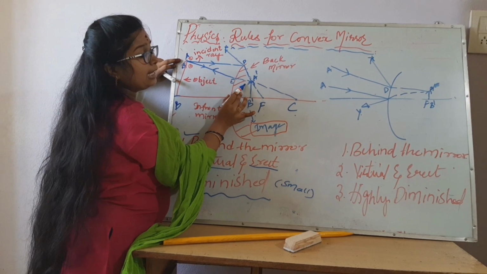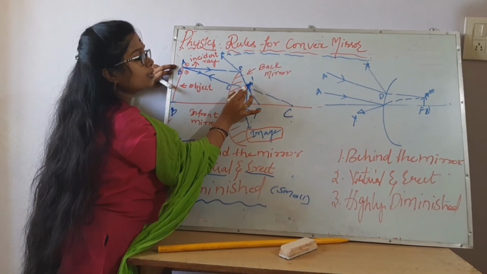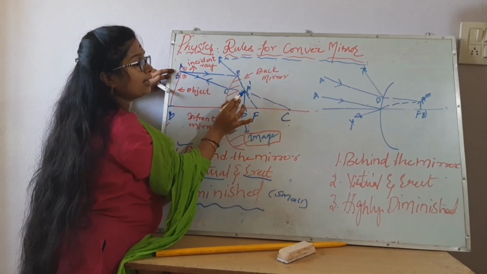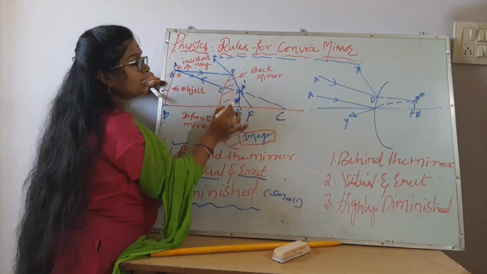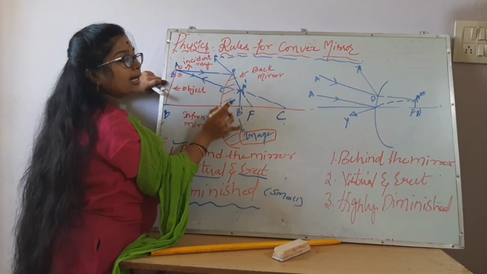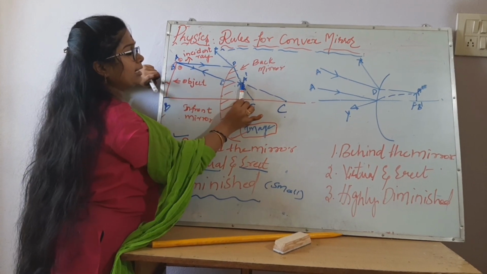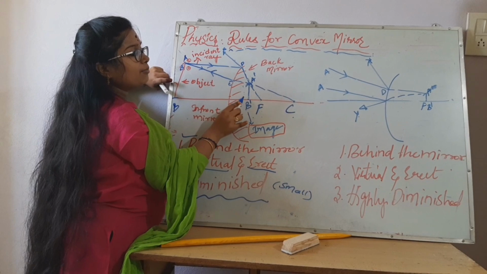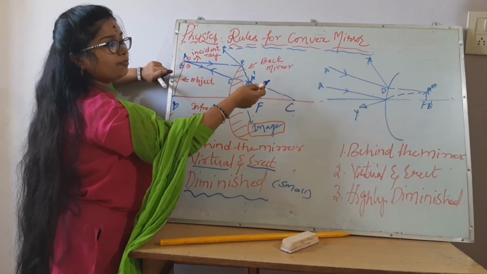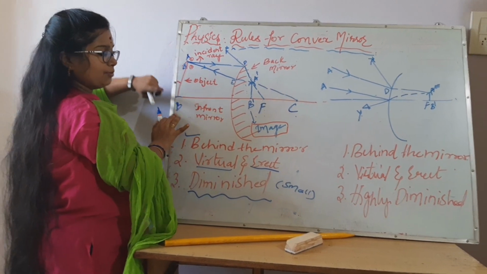meeting here. Where the two rays meet, there the image forms. So here the image is forming. I am representing the image as A dash, B dash. It is an erect image. Erect means straight image. How my object is, the same way I'll get the image, but in size it will be different. It is not inverted, like in the case of concave. It is erect. And this is the one case.